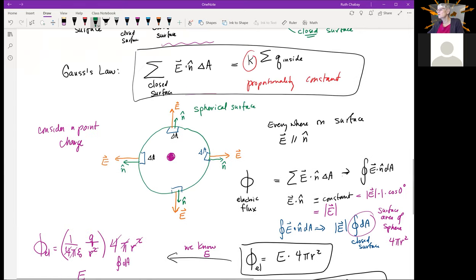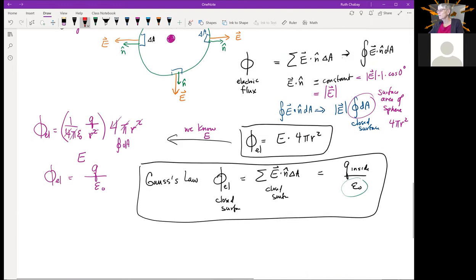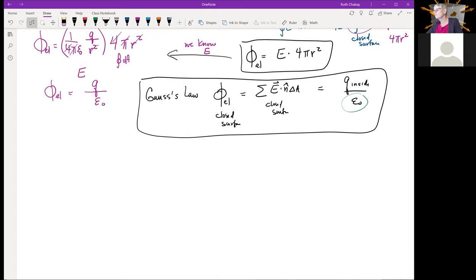So back up here, we wrote the total flux is equal to some proportionality constant times the charge inside. And now we know that this proportionality constant is equal to 1/ε0. So if we can add up the electric flux, so we go back to the boxes we looked at the beginning, if we can add up the flux all over these boxes, then on a closed surface, we can multiply by epsilon zero, and we can get the charge inside the box.